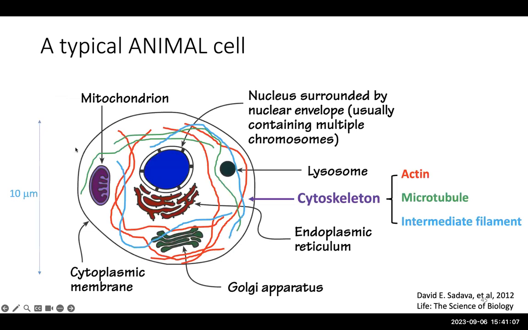Cytoskeleton is like the skeleton in the cell. Okay, here in the cartoon, we add 3 different types of lines there and 3 different colors. Those 3 different colors represent the 3 different cytoskeleton. They are called, respectively, actin, microtubule, and intermediate filament. 3 types. Okay, those 3 types of cytoskeleton actually play really different roles.